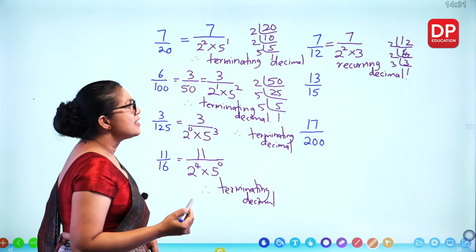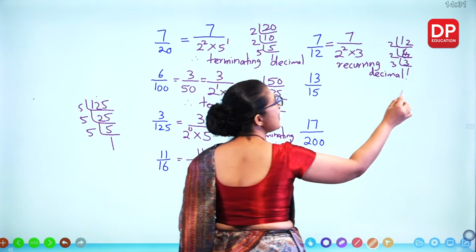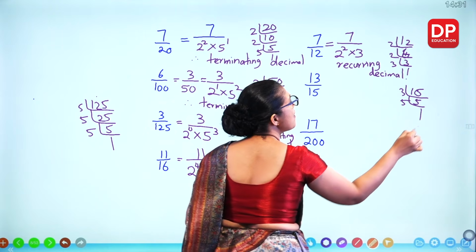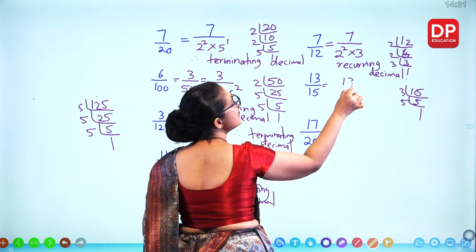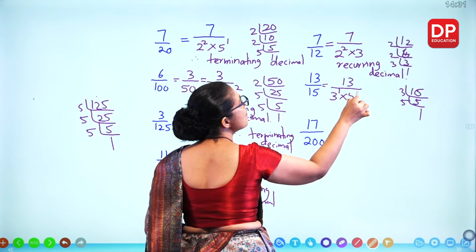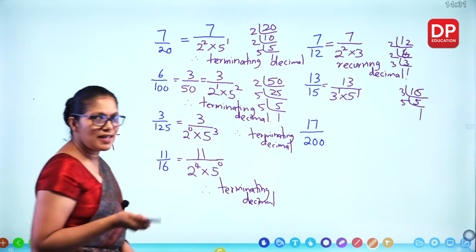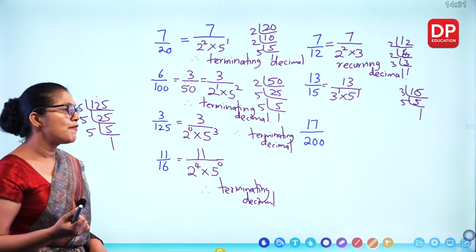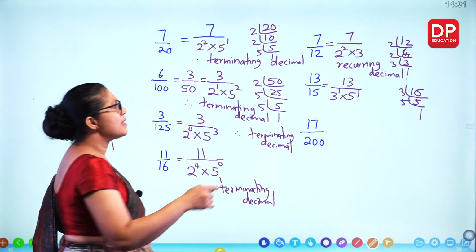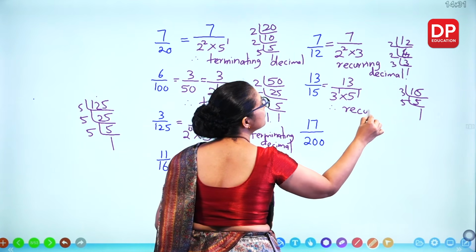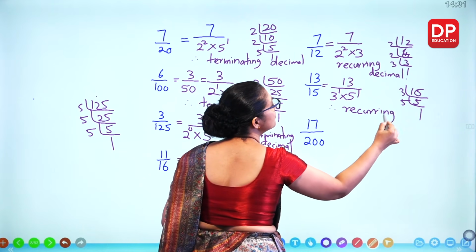Now we'll take 13 over 15. How can I write 15? I can divide by 3 and divide by 5. So I can write the denominator as 3 to the power 1 and 5 to the power 1. Here also you can't write 2 to the power m and 5 to the power n form. So that means this is also a recurring decimal.